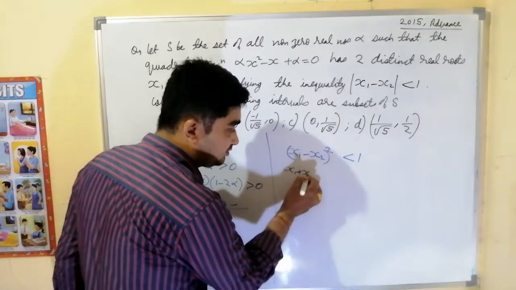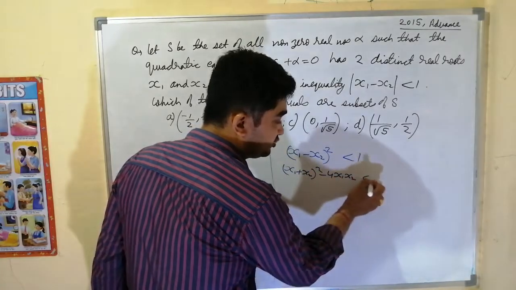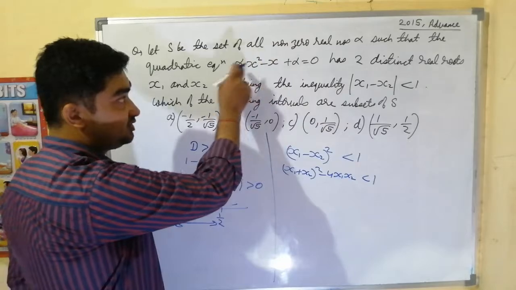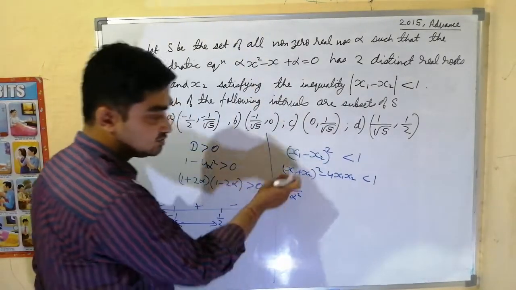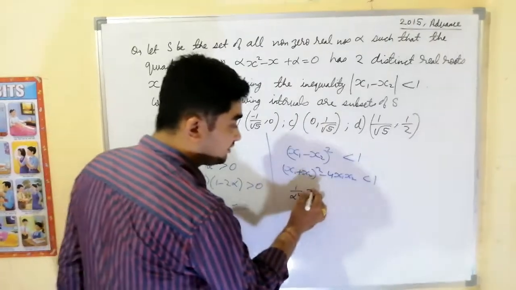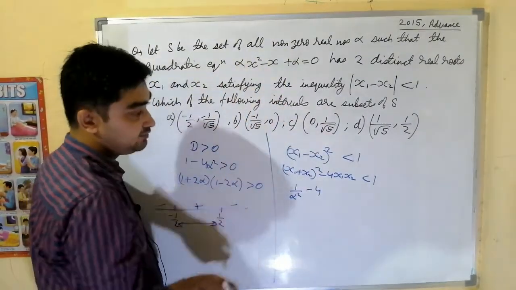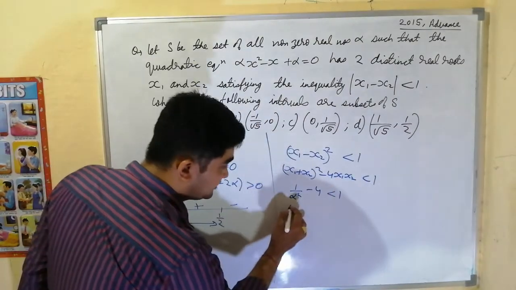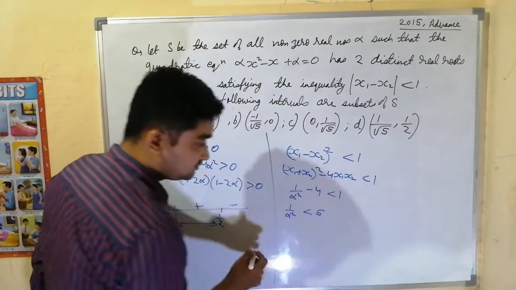Now, what is x1 minus x2 whole square? We can write this as x1 plus x2 whole square minus 4 x1 x2, which should be less than 1. Now what is x1 plus x2? It is minus b by a, which is 1 by alpha. So 1 by alpha square, minus square will become plus. Minus 4 times of x1 x2. What is x1 x2? C over a, alpha over alpha is 1. Minus 4 should be less than 1. That means it will become 1 by alpha square should be less than 5.